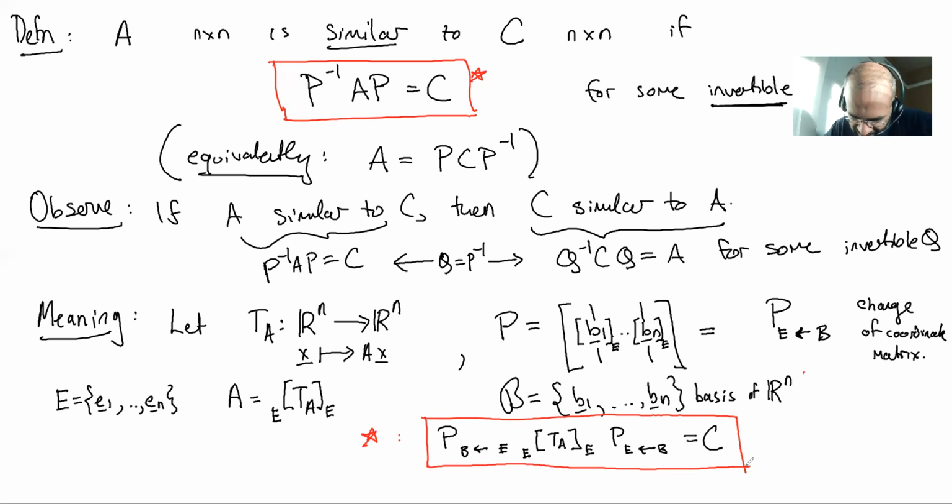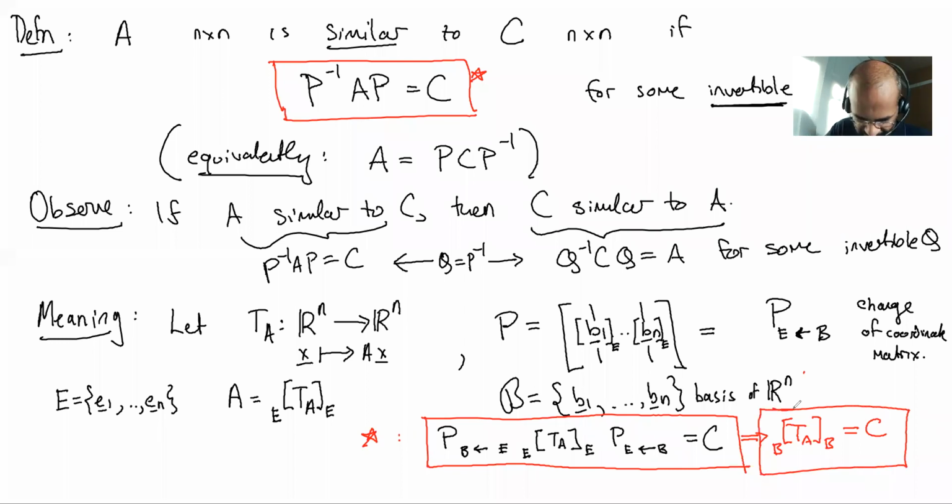But now the left-hand side, what is the left-hand side? We learned about change of coordinates for linear transformations last time. What is the left-hand side? TA B to B. Yeah, exactly. It's just the matrix of TA in the B basis, right? So this implies that the matrix of A in the B basis is equal to C. Okay, and this is the meaning.